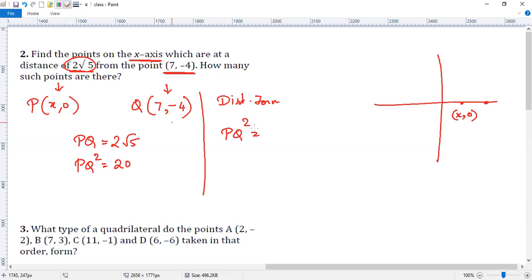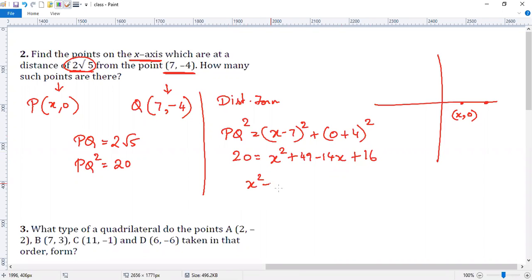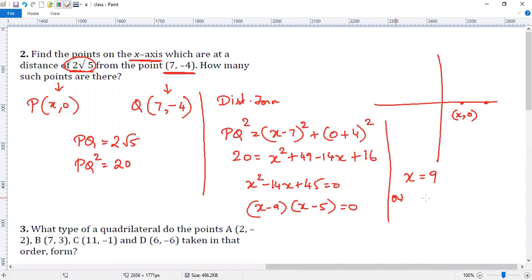So you will get it as x minus 7 whole squared plus 0 minus of minus 4, which is plus 4 whole squared. What can you do? Expand it. So x squared plus 49 minus 14x plus 4 squared, which is 16. This value is equal to PQ squared, which is 20. So when you simplify, you will get the equation x squared minus 14x plus 45 is equal to 0. Upon solving, you will get x minus 9 into x minus 5 equals 0. So x can either take the value 9 or x is equal to 5.